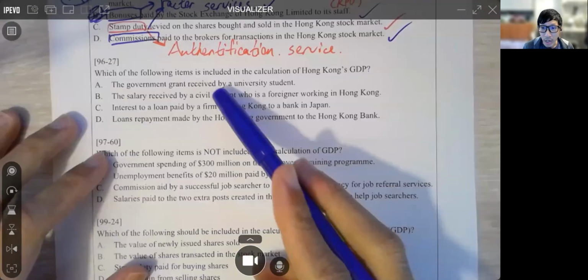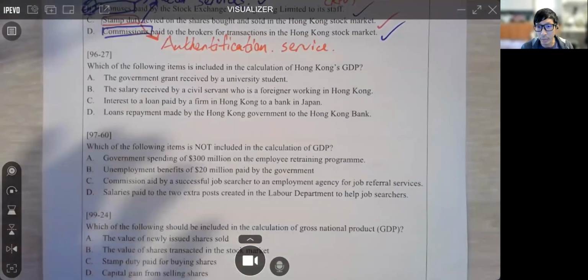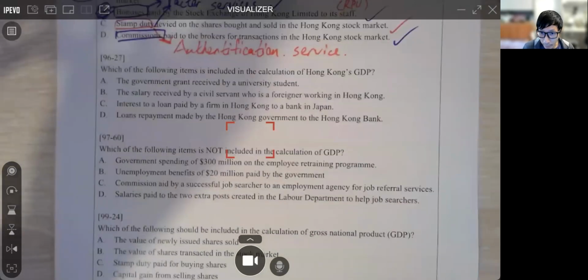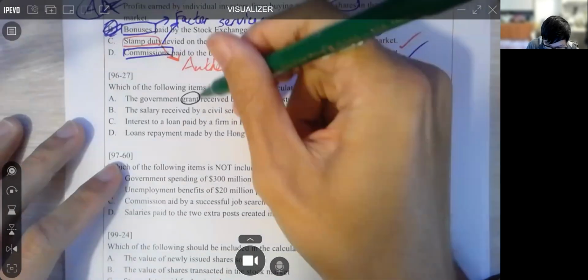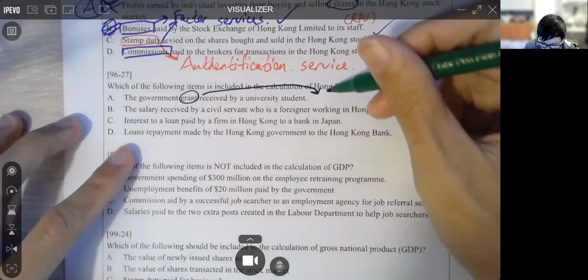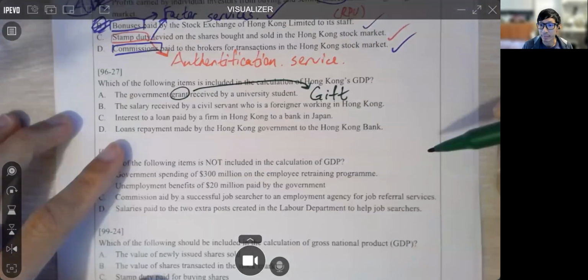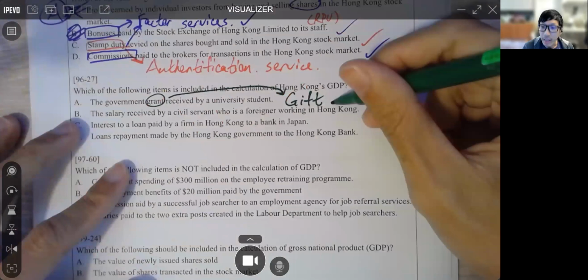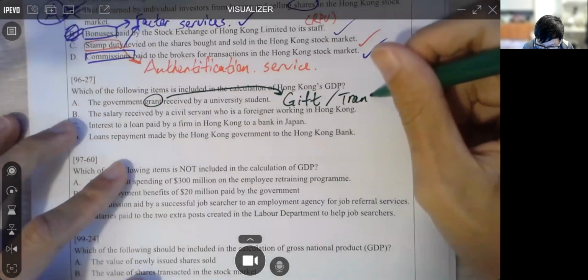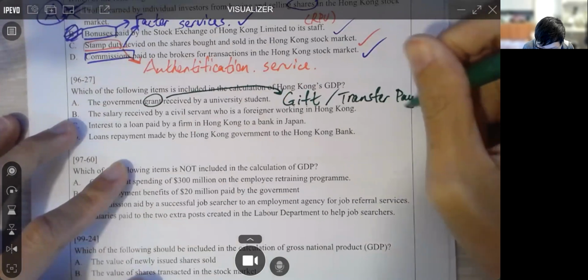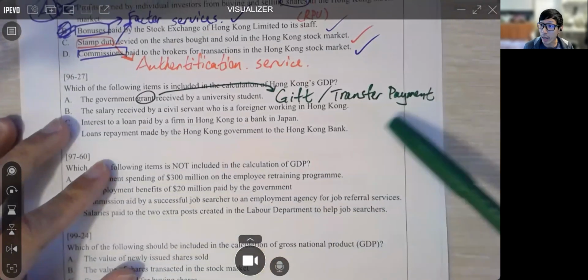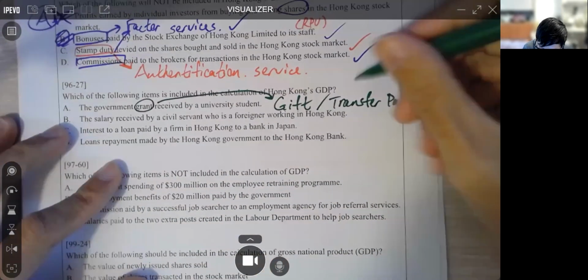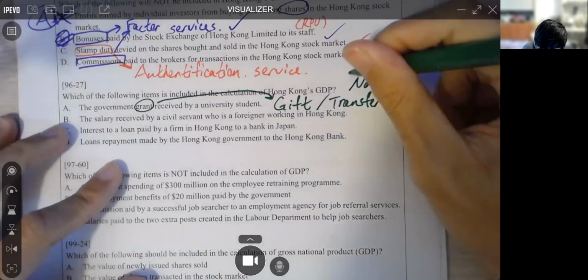The government grants received by university students. 嗱，小心啲啦，好嘛？Now, when we talk about grants, here, let's use green. Grants. Basically, this is a gift from the government. They give you money, okay? Or technically, we call this transfer payment. 你唔使做任何嘢㗎。As long as you are poor enough, you get this grant, transfer payment. There is no production involved. OK, 好嘛？So this one does not count in GDP.